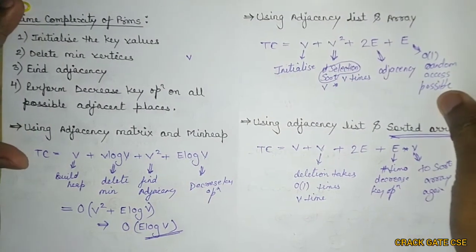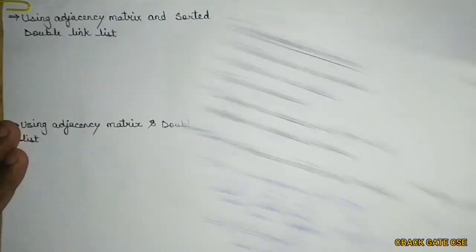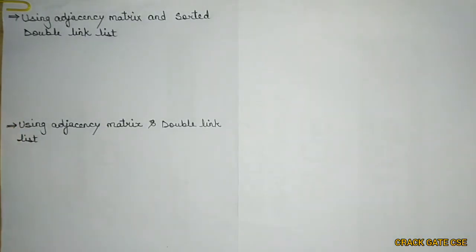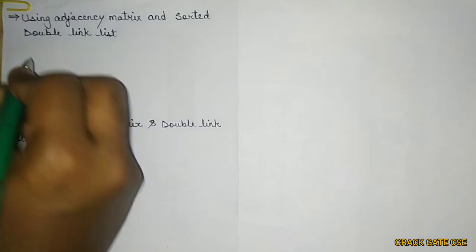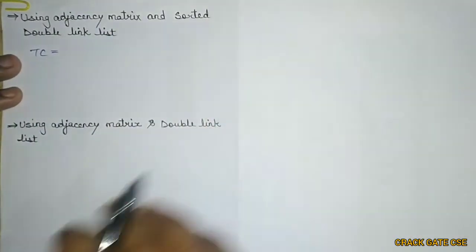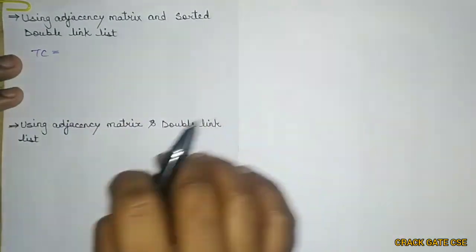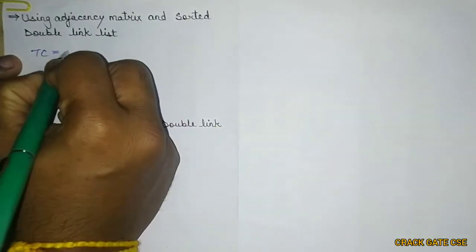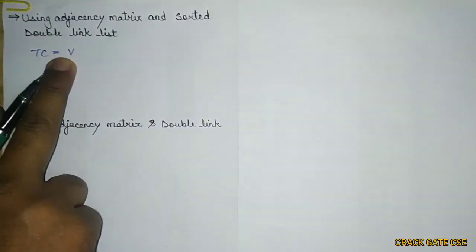Now let's try to find the time complexity using a few more data structures. So here I am finding the time complexity using adjacency matrix and sorted doubly linked list. If I have the sorted doubly linked list, first of all I have to initialize it. Initializing the sorted doubly linked list will need just one scan. So if there are V vertices, then it will take V to initialize it.